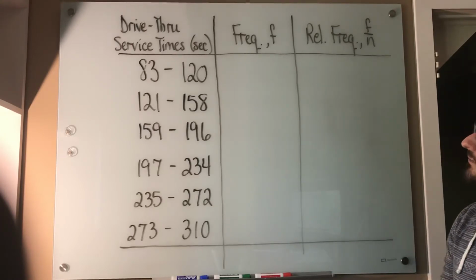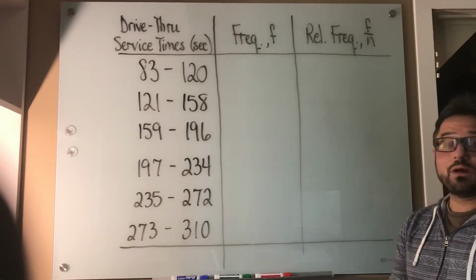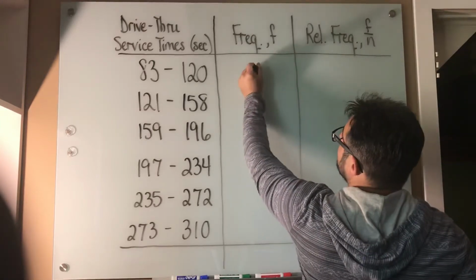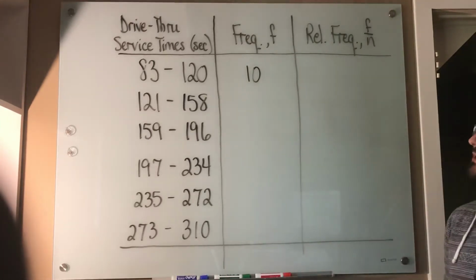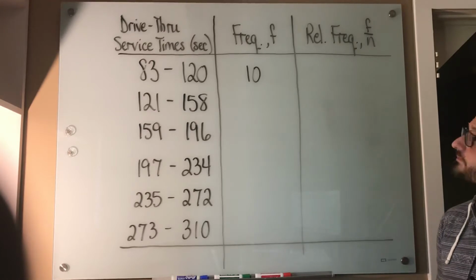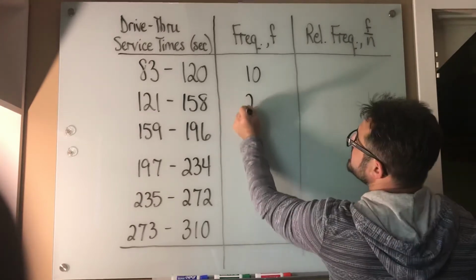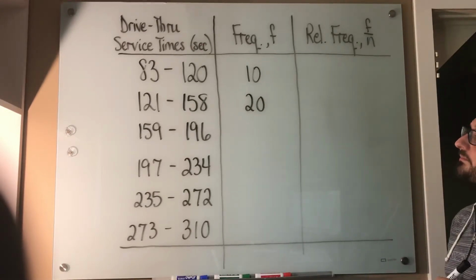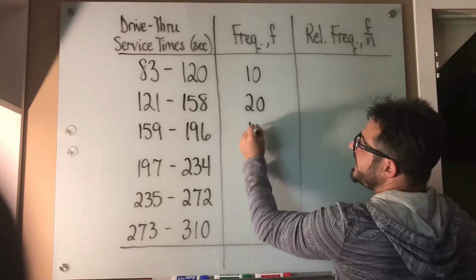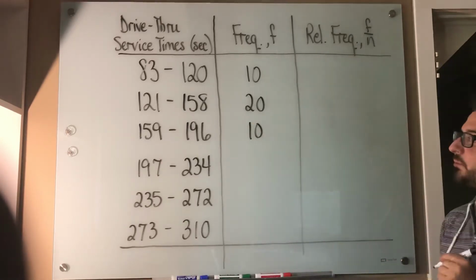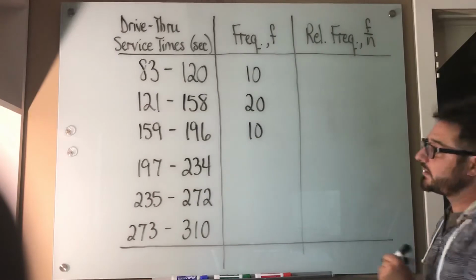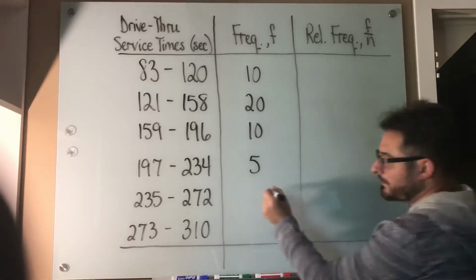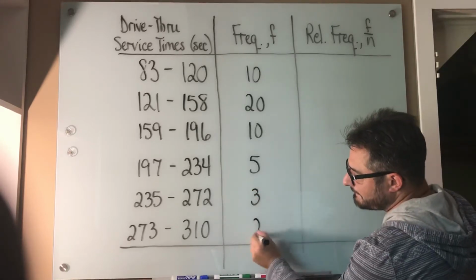In this data set, and if you want to follow along by tallying, or if you know how to sort the data and count it up yourself, as it turns out, there are 10 data values between 83 and 120. There are 20 data values between 121 and 158. There are, again, 10 data values from 159 to 196 seconds. In the next classes, there are 5 data values, and then 3, and then 2.